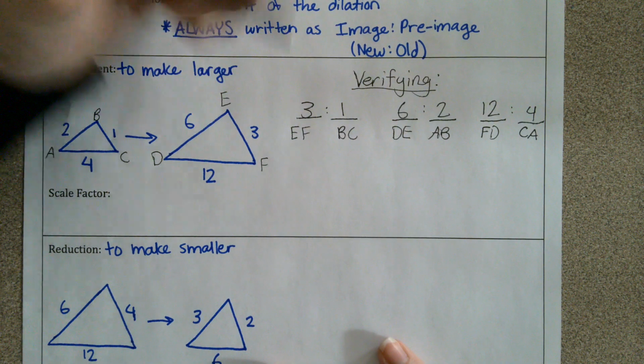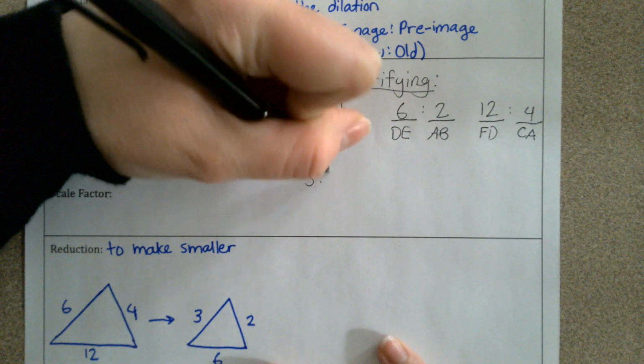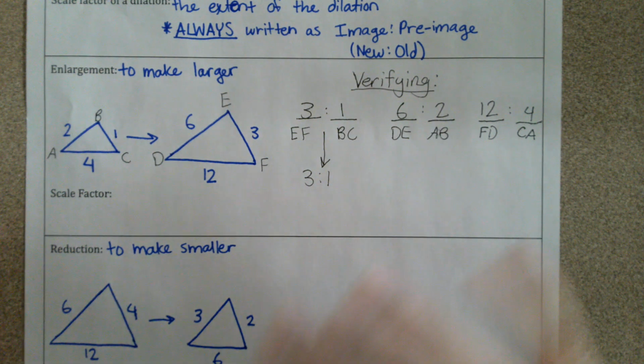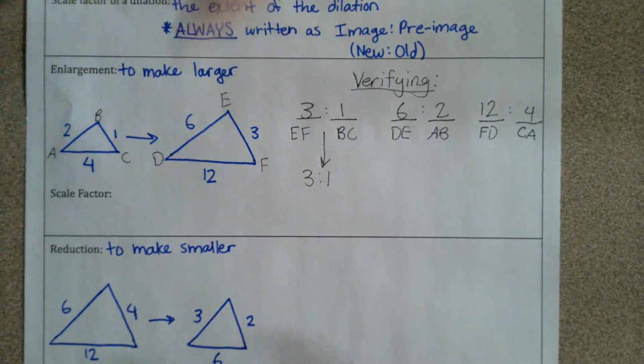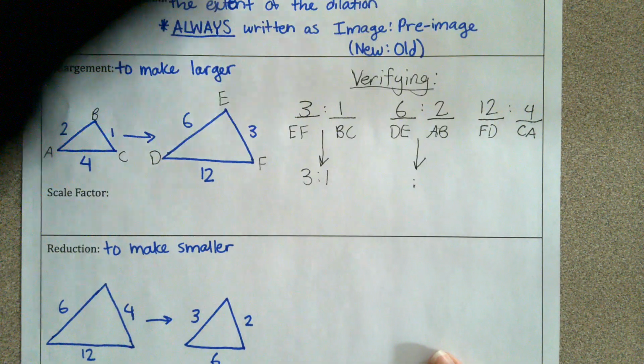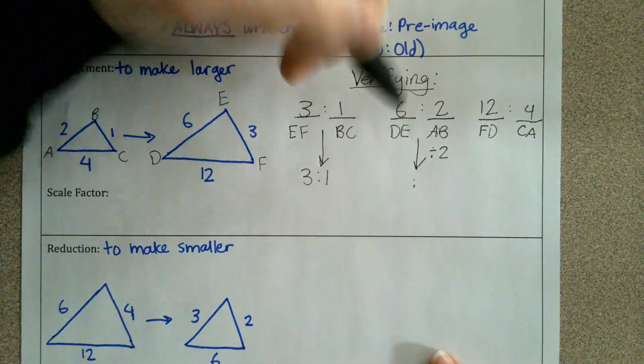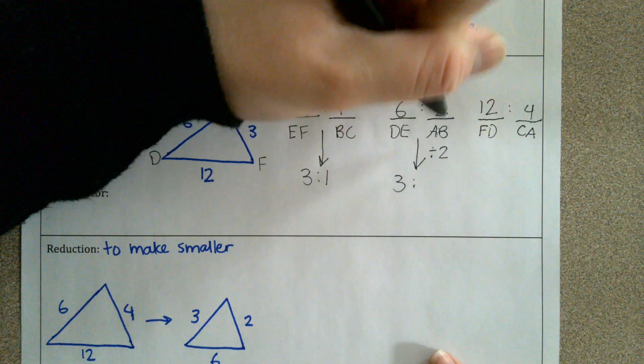So I need to simplify here. The good news is 3 to 1 doesn't simplify, so this actually is my scale factor. This is how I want the other two to come out. So I'm going to simplify 6 to 2. What number can I divide both of these by? 2. 6 divided by 2 is 3. 2 divided by 2 is 1.